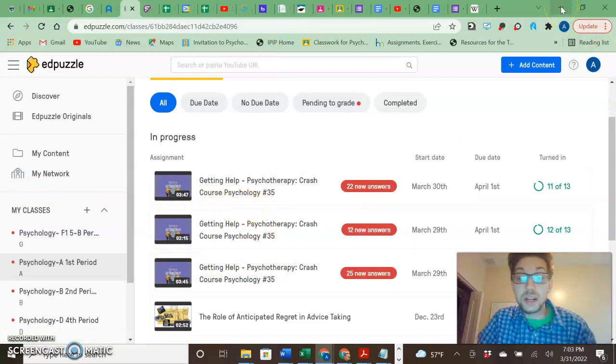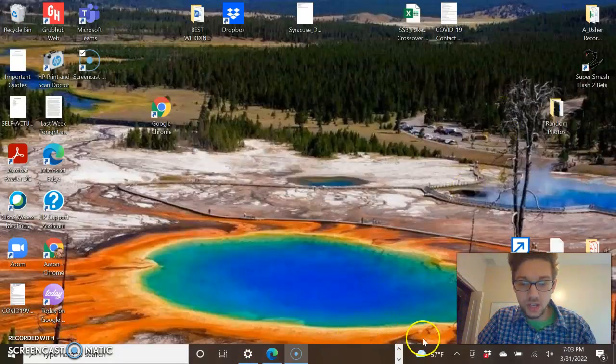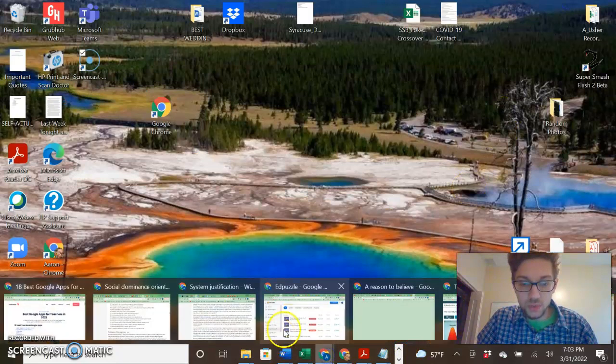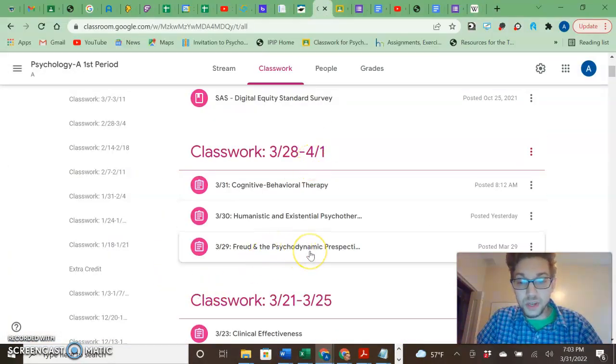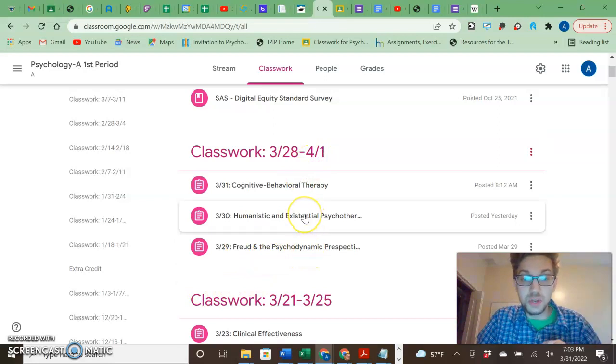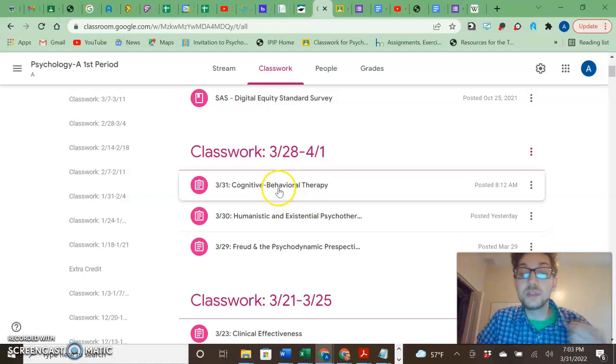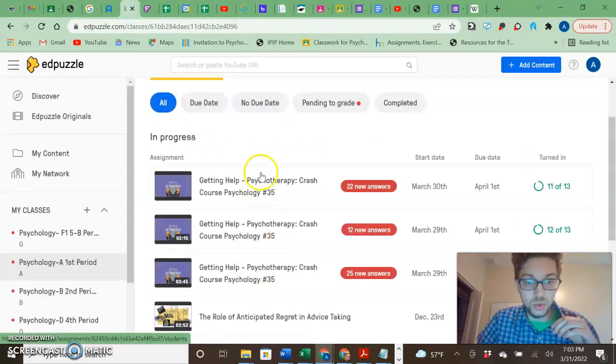Those correspond respectively, one-to-one, to Freud and the psychodynamic perspective here. So that's the first one. Humanistic and existentialist psychotherapy, that's the second one. And cognitive behavioral therapy, that's the third one, right? So 1, 2, 3. And 1, 2, 3. Should be fairly straightforward.